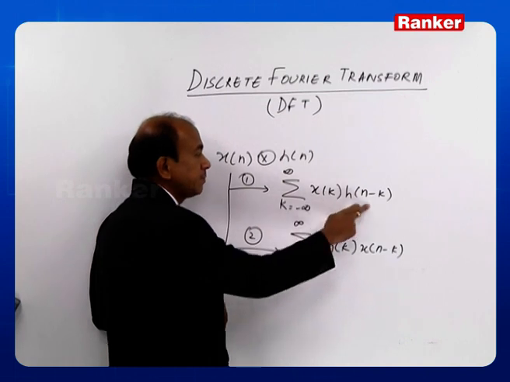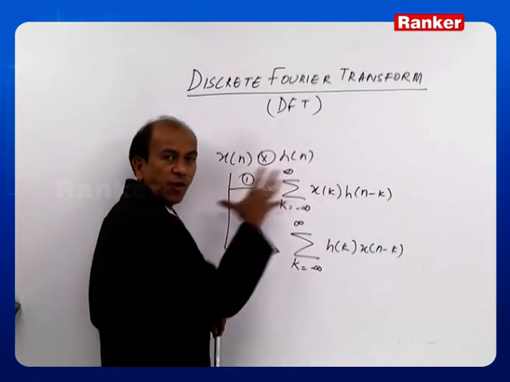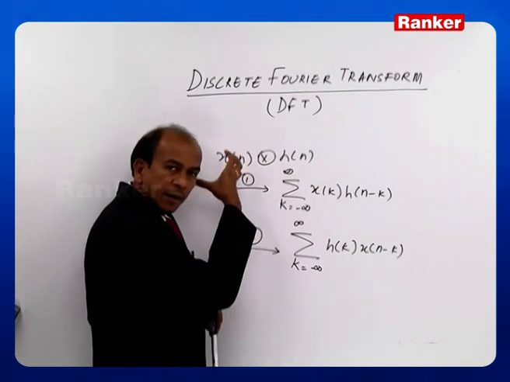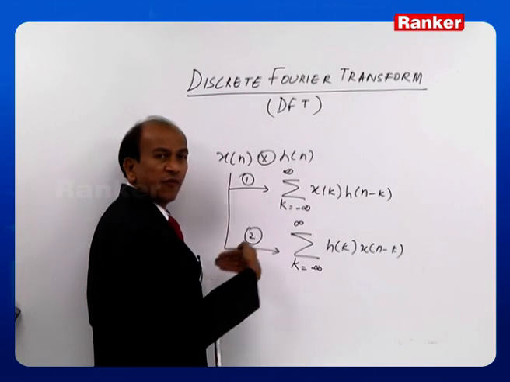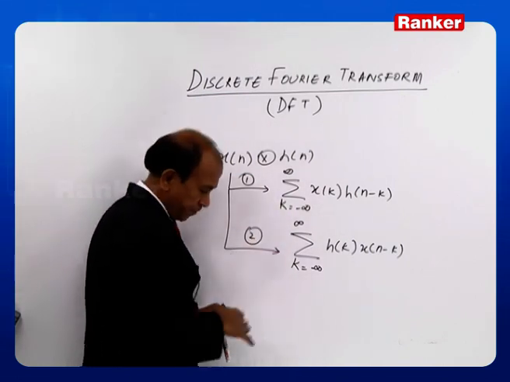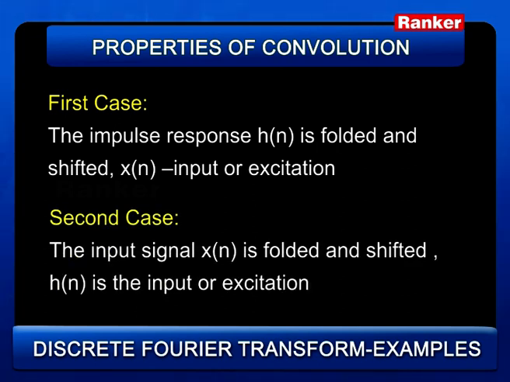Again, all the four steps which we have seen we have to follow to get the convolution. This is how we can begin discussing the two different forms of convolution. The first case is that h of n is folded and shifted, where x of n is the input or excitation. In the second case, x of n is folded and shifted, where h of n is the input or the excitation.